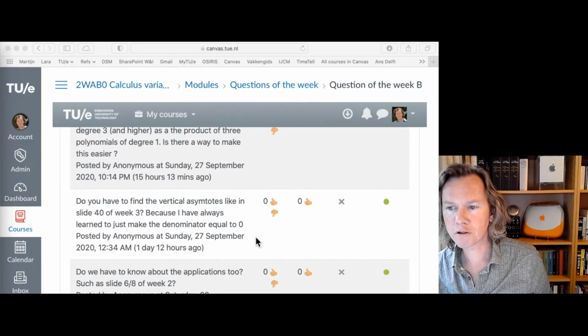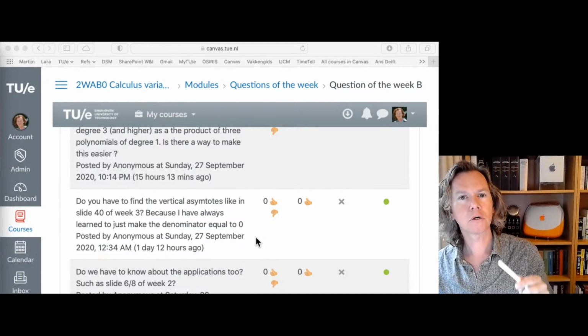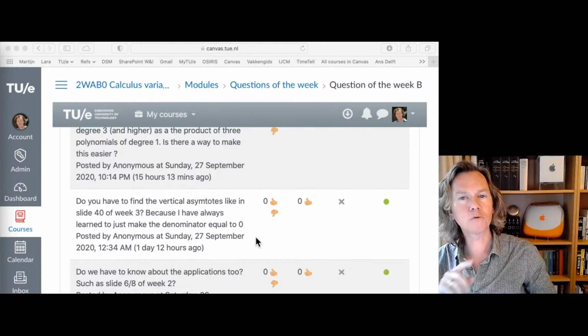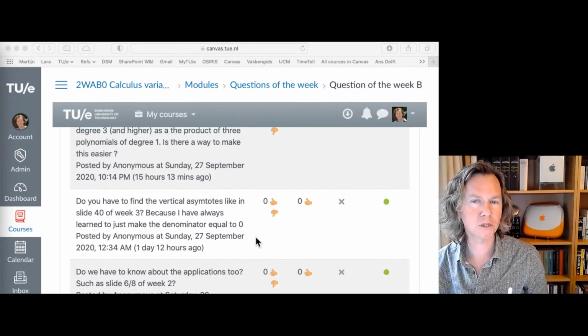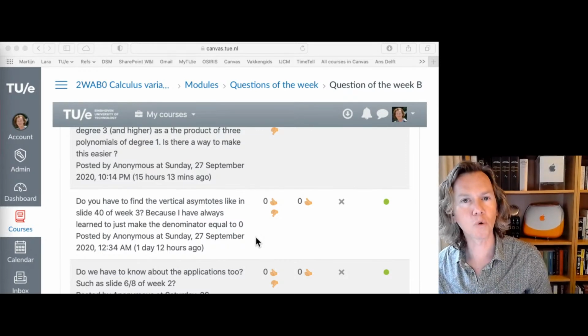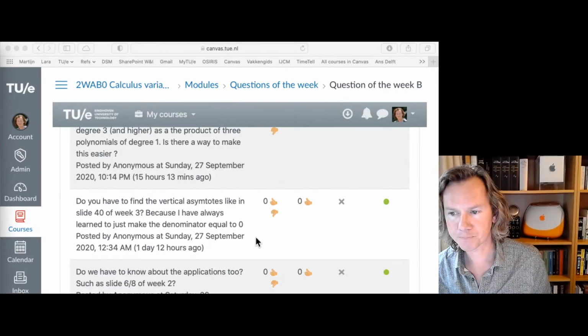Do you have to find the vertical asymptotes like in slide 40? Because I've always learned to make the denominator equal to 0. That is true. Vertical asymptotes may appear where the denominator becomes 0. But if you want to know if they go to plus infinity or minus infinity, you have to do a little extra work. And that's what we did last week when we were talking about limits going to plus and minus infinity. So if you would have to draw it, you would have to know if you go up or if you go down. So that's why I did that.